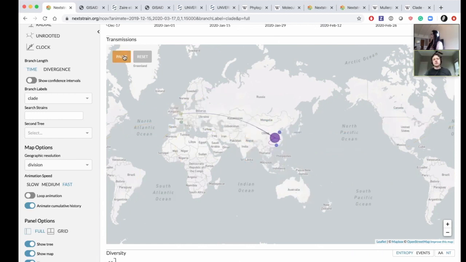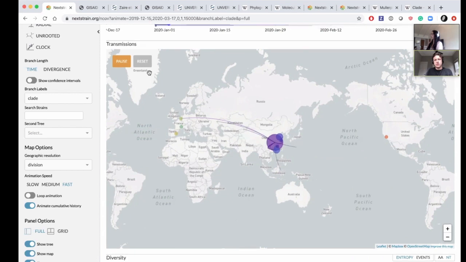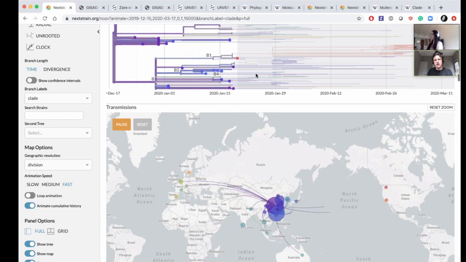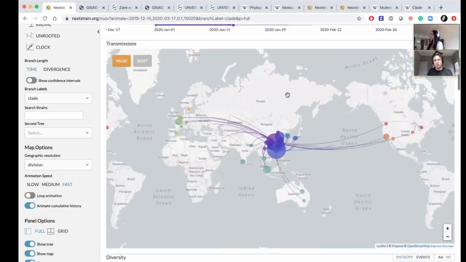So what this means is that it's going to play everything forward. And if you can see up here as a legend, it's basically doing the same thing we were doing with the time slider. It's moving the time slider forward, and as it moves the time slider forward, you can see the steps as transmissions spread to other places in the world.